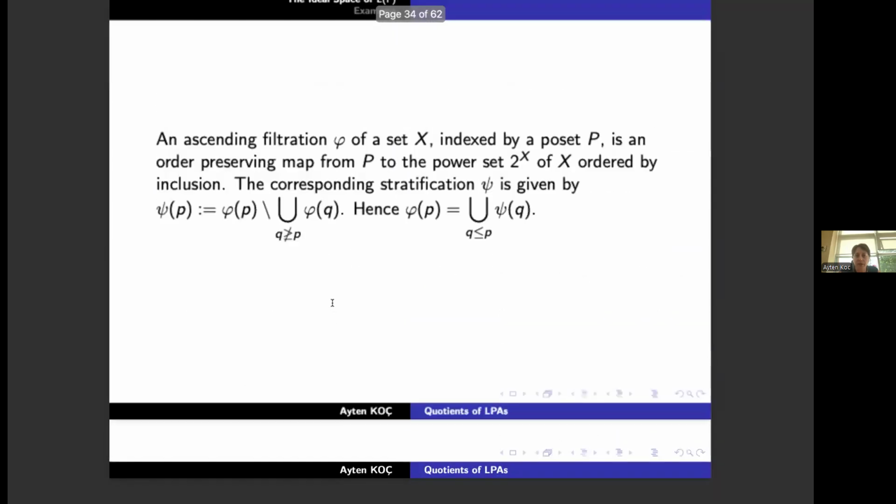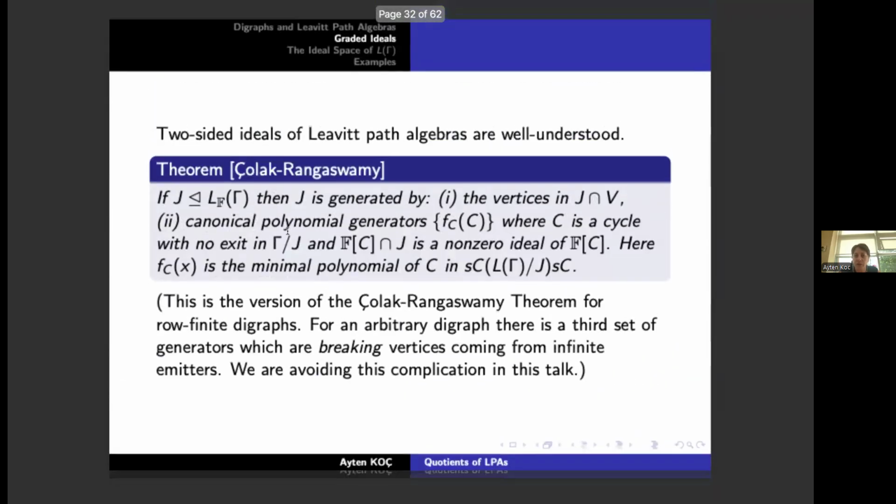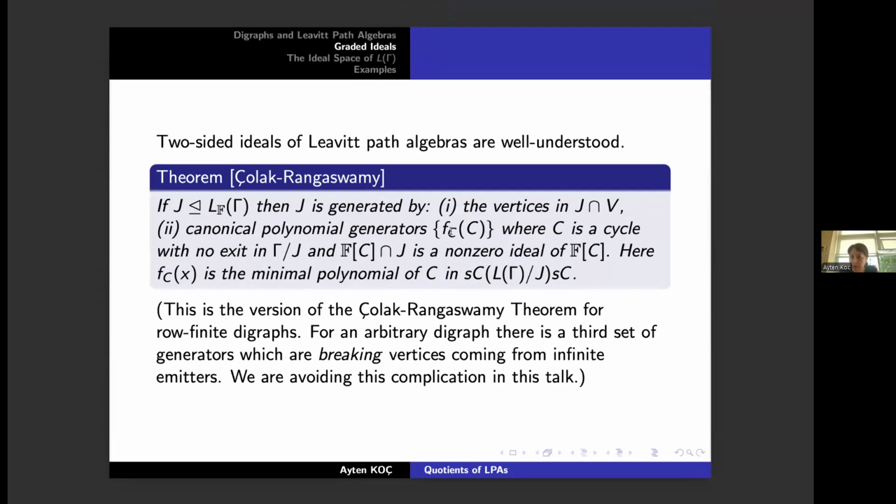Every two-sided ideal is generated by vertices and canonical polynomial generators, and here C is a cycle without exit in gamma slash J, and means with all exits in J. Not in gamma, in gamma slash J.